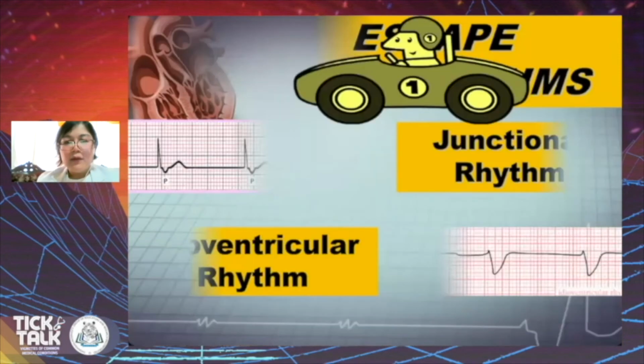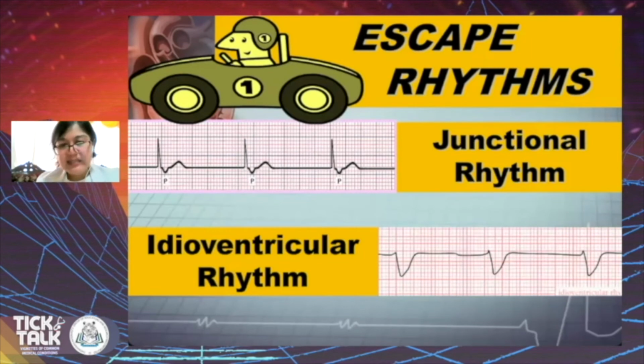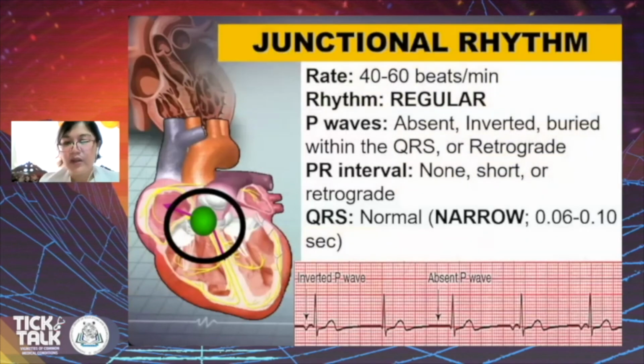So when we talk about escape rhythm, in cases when your patient's sinus node does not do its part or does not do its job, then we know for a fact that the AV node and the entire Purkinje system is capable of firing on its own. It's just that it's not as fast, right? So your junctional rhythm basically is a rhythm that comes from your AV node and bundle of His system. So it fires at 40 to 60 beats per minute.